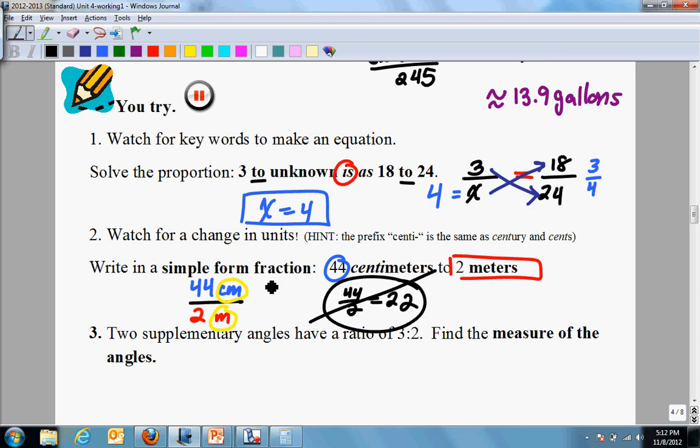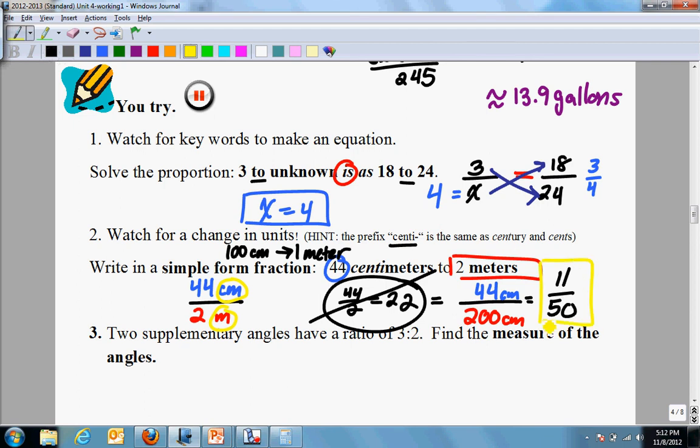There is 100 centimeters for every 1 meter. That prefix centi means century. So our proportion actually looks like this. 44 centimeters over 200 centimeters. Now we can reduce this. We divide both sides by 4. If 4 goes in there 11 times, 4 goes in there 50 times. So our answer is 11 over 50.